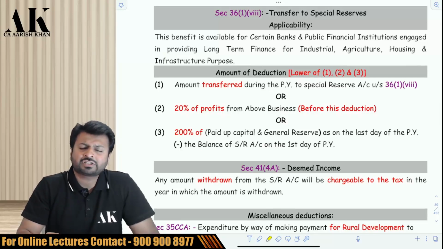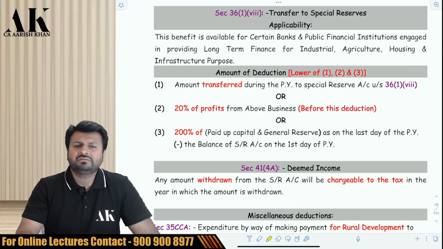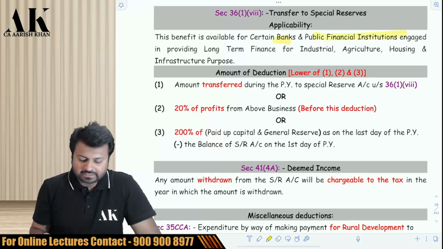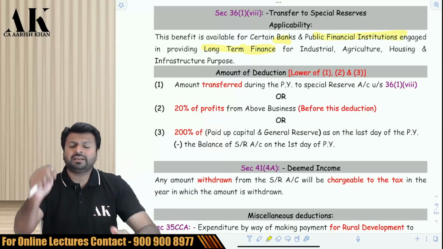Again, this is sector-wise deduction. 36 subsection 1 clause 8. Not available to all assessees. Sector-wise deduction. Very specific sector. Which sector? It is available to certain banks, public financial institution engaged in providing long-term finance. Long-term means at least for 5 years or more.